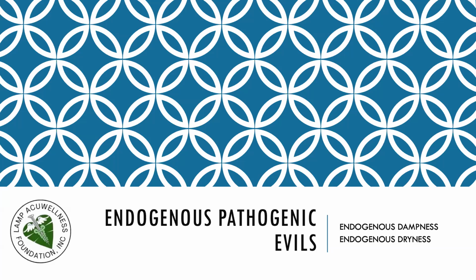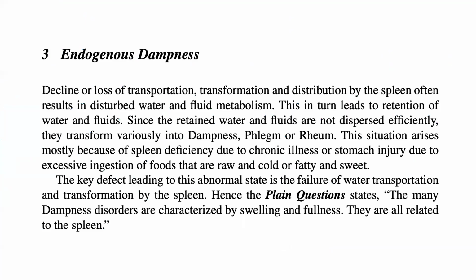Endogenous pathogenic evils: we discuss endogenous dampness and endogenous dryness. Decline or loss of transportation, transformation, and distribution by the spleen often results in disturbed water and fluid metabolism. This in turn leads to retention of water and fluids. Since the retained water and fluids are not dispersed efficiently, they transform variously into dampness, phlegm, or rheum.